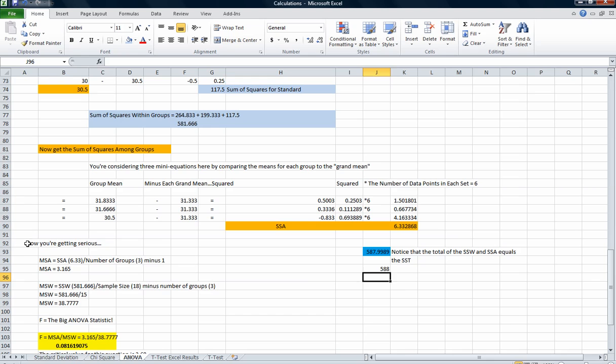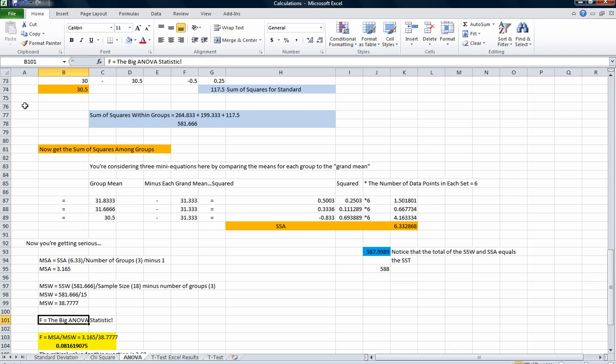Okay, now you're getting serious. You've got all the backbones of all that you need. So now, let me pull this up here. Remember that the big statistic in an ANOVA is the F statistic. And whenever you get an outcome, you're going to see the F statistic.